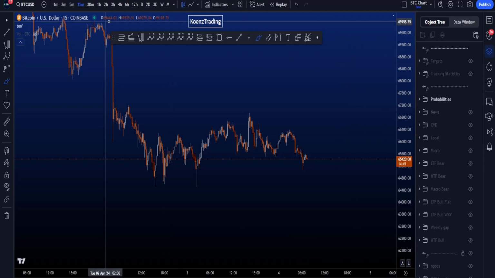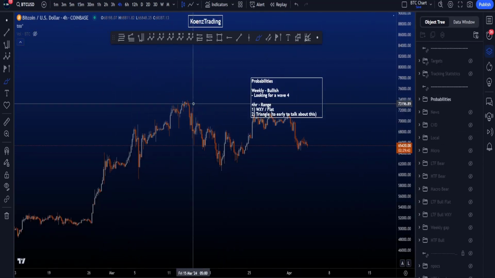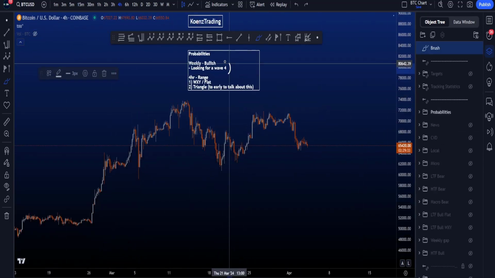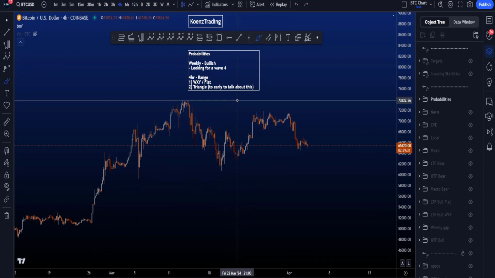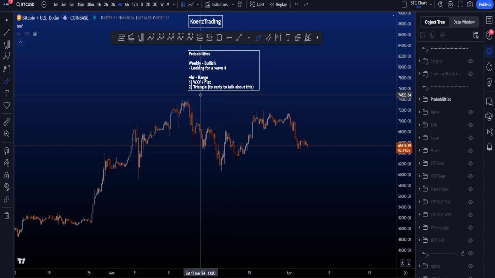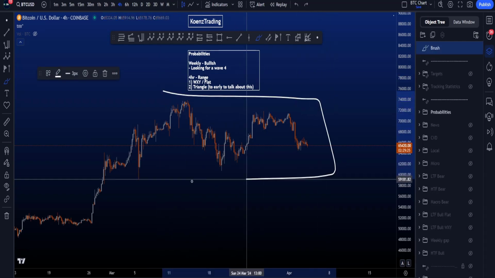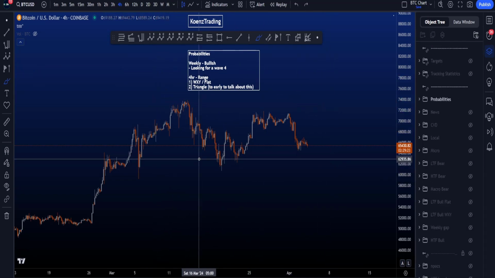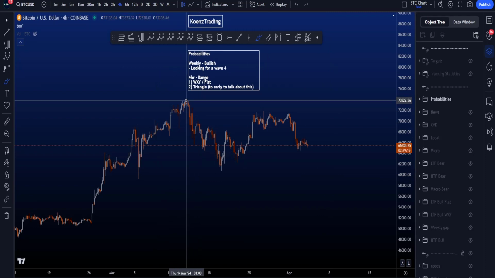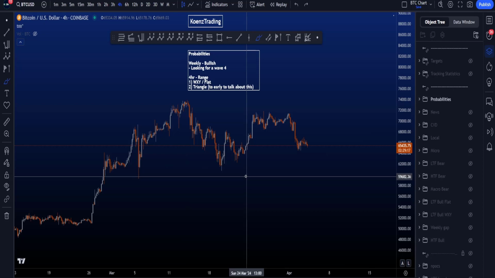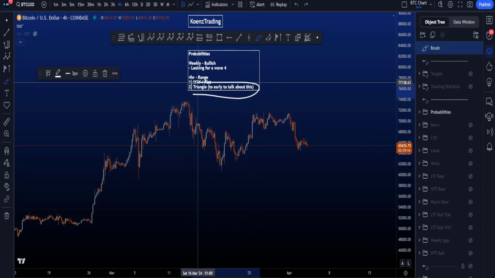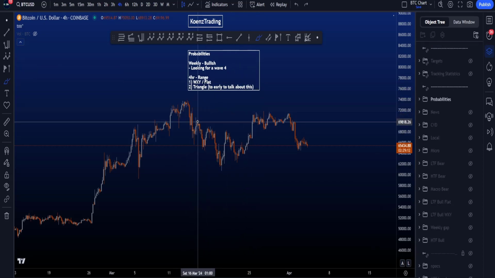And then when we look at the probabilities of the different scenarios, on the weekly time frame, the highest probability scenario is the bullish scenario, where we are looking for this wave 4 to form, a continuation of the range. And when we look at the 4-hour chart, which is the chart that you see in front of you at the moment, the highest probability scenario is the WXY or the flat scenario, where we continue the range sideways here.